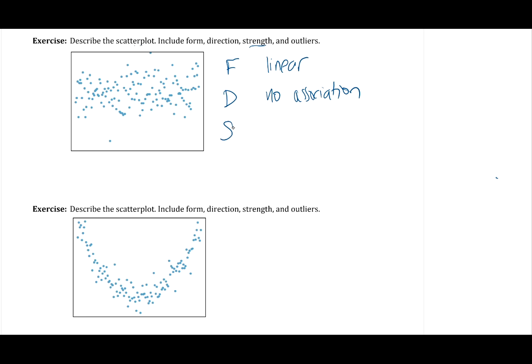The strength of the direction, definitely weak. The strength of the association, rather, is definitely weak. They're all spread out. The points are not very close to each other along that linear direction.